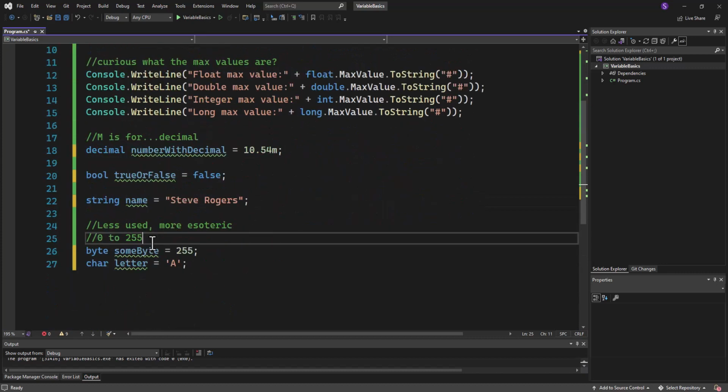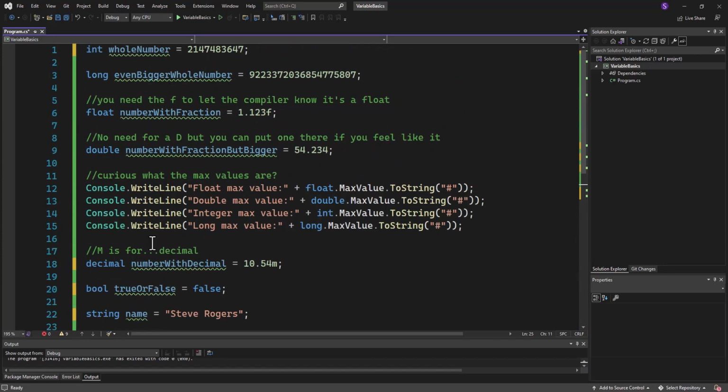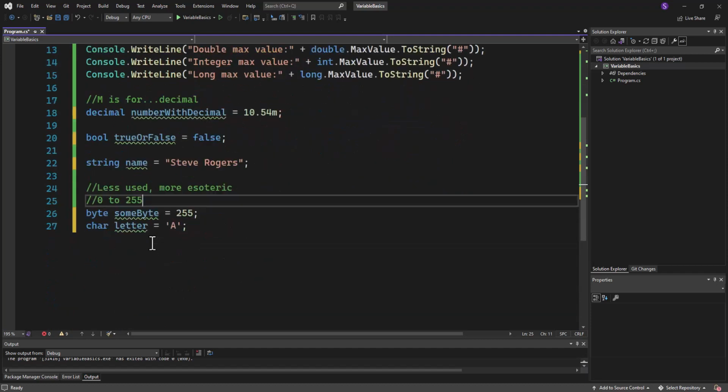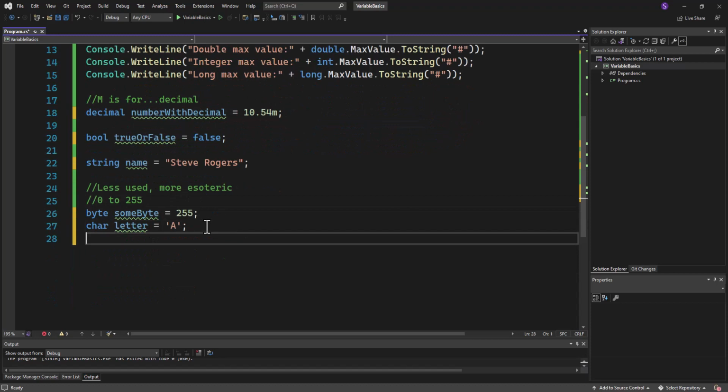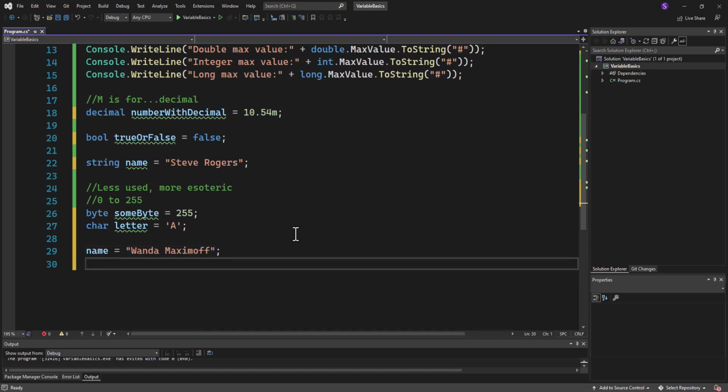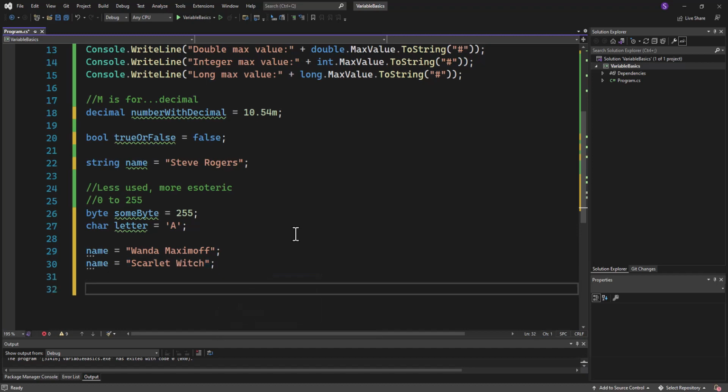Now to go back to the idea of C# being a statically typed language, some people say strongly typed, some people say statically typed. It basically means that once you decide a variable is of a certain type, you cannot change it. So, for example, on line 22, I have string name equals Steve Rogers. I can change that to another string. I could do name equals, I don't know, Wanda Maximoff. And then I can do name equals, I don't know, Scarlet Witch. Whatever, right? You can go ahead and change it from one string to another.